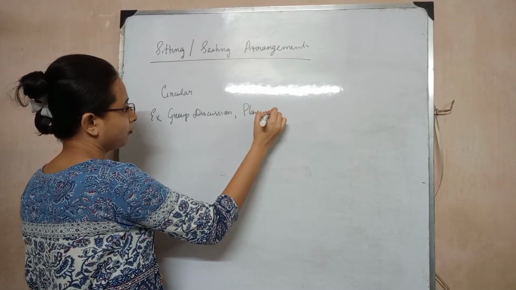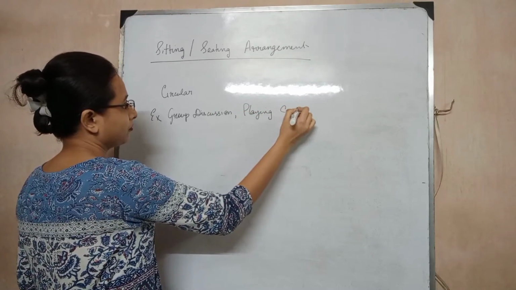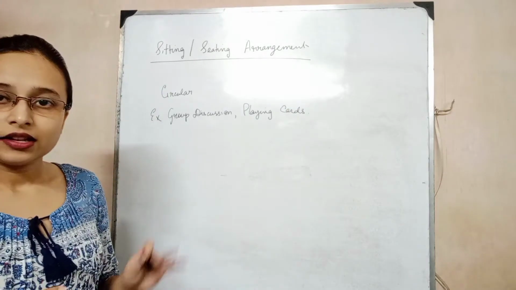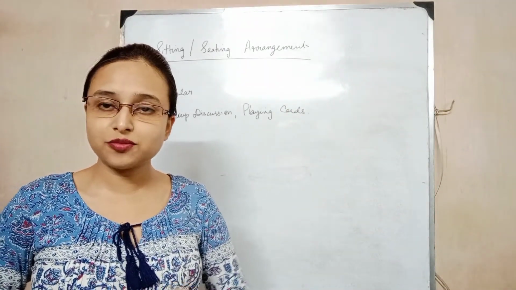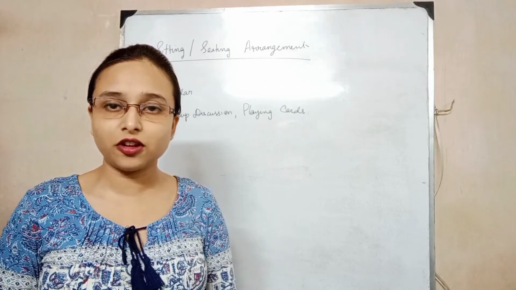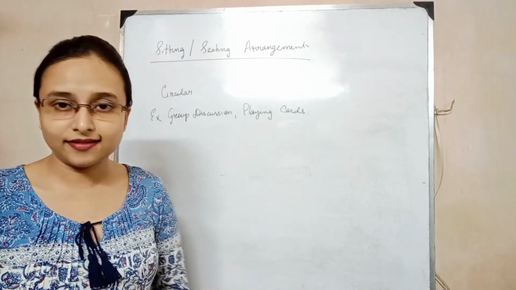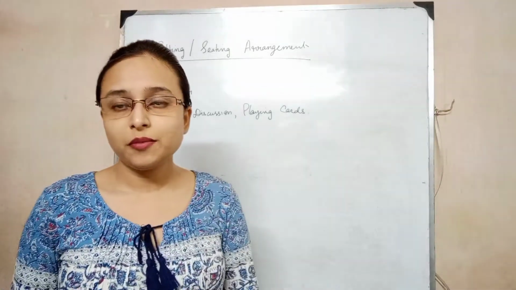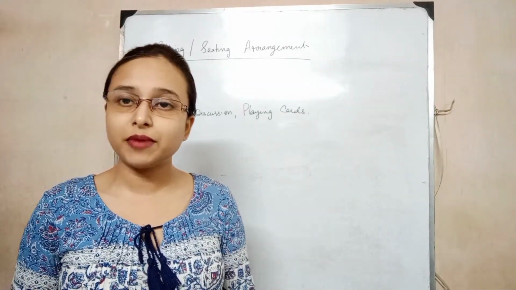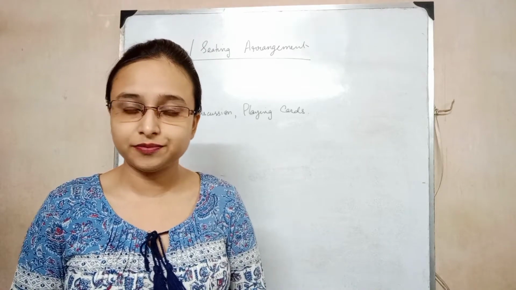Okay. Now this is clear enough. Now what is circular arrangement in logical reasoning, and then its examples. You can include many kinds of examples. I have just given you two because in a group discussion or when we play cards we usually sit in a circle.